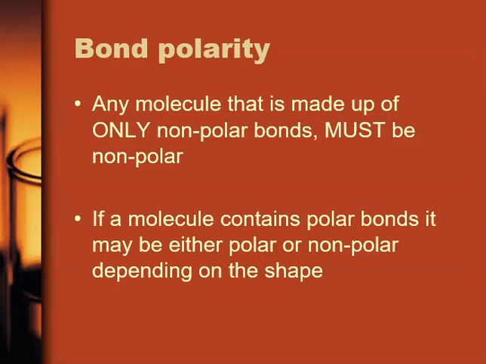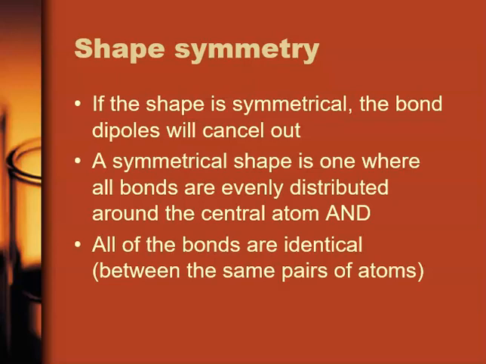First thing we need to consider is: is the shape symmetrical or asymmetrical? A symmetrical shape is one where the bond dipoles will cancel out. And that is one where all of the bonds are evenly distributed around the central atom. So if you think even spread of bonds around that central atom, and all those bonds are identical, so they have the same dipoles, so they're between the same atoms pointing in the same direction. In that case, they can cancel out, so that's going to make it symmetrical.